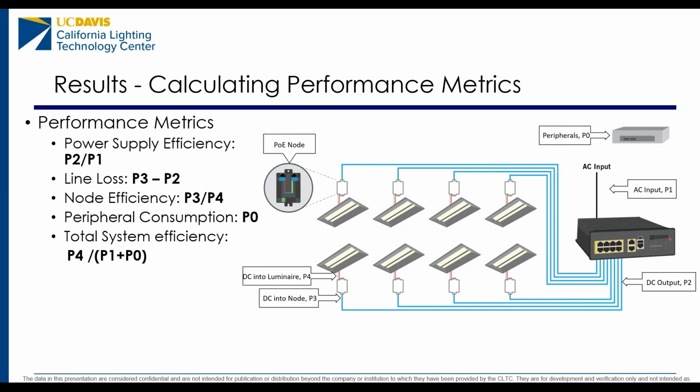And then there's peripheral power consumption, which is defined as the AC power into all peripheral devices, such as gateways, routers, etc. And then there's total system efficiency, which is defined as the DC power at the luminaire divided by the total AC input power plus any peripheral power consumption.